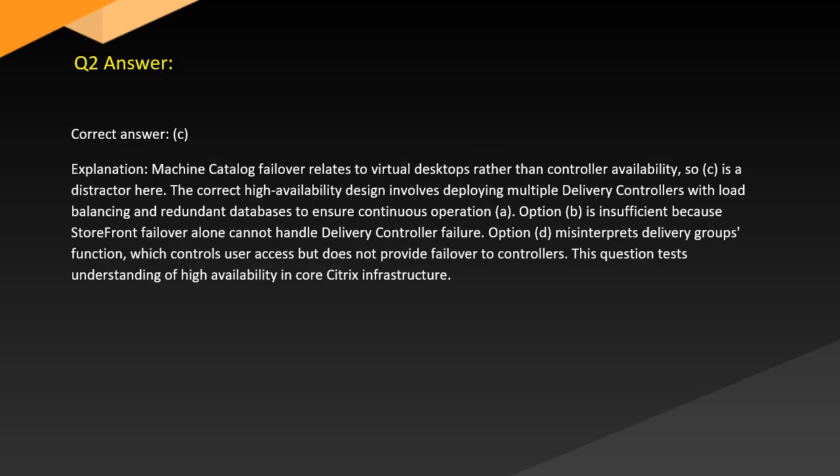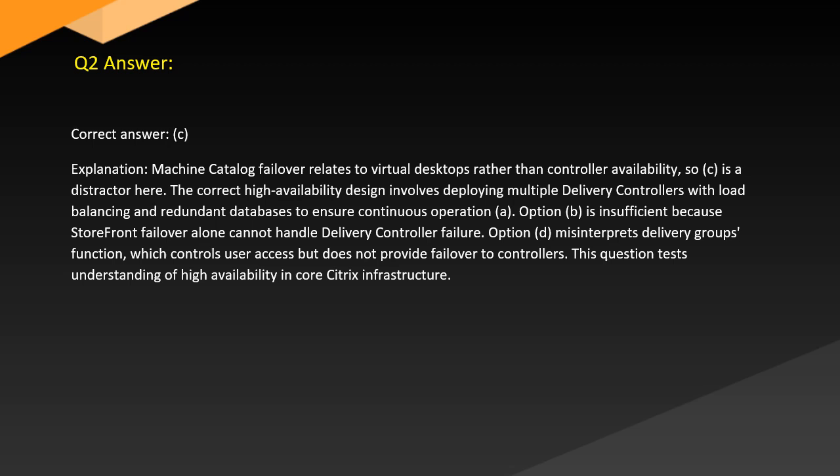Answer. Correct answer: C. Explanation. Machine catalog failover relates to virtual desktops rather than controller availability, so C is a distractor here. The correct high availability design involves deploying multiple delivery controllers with load balancing and redundant databases to ensure continuous operation.